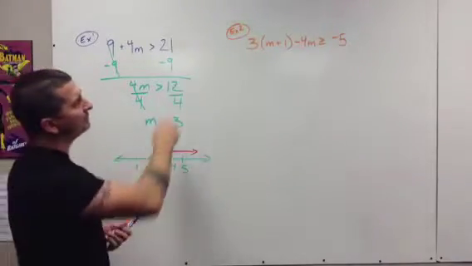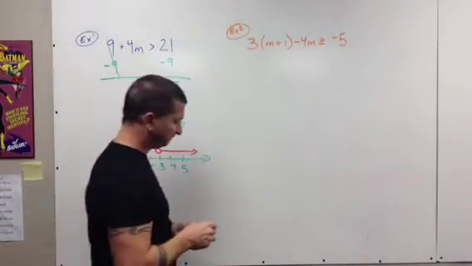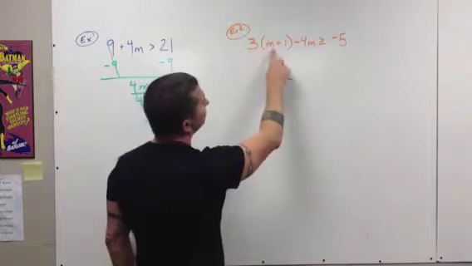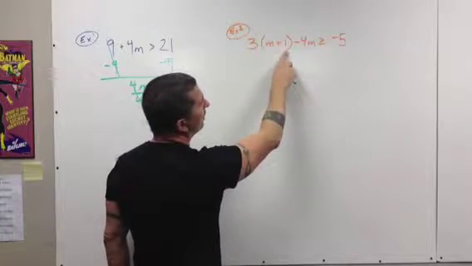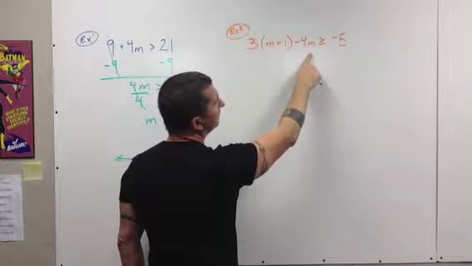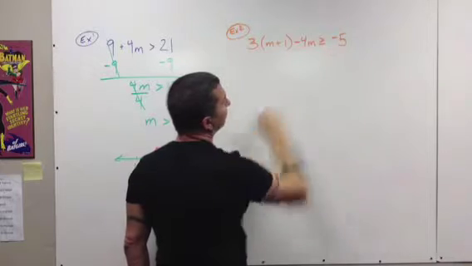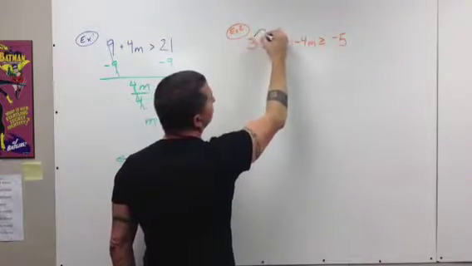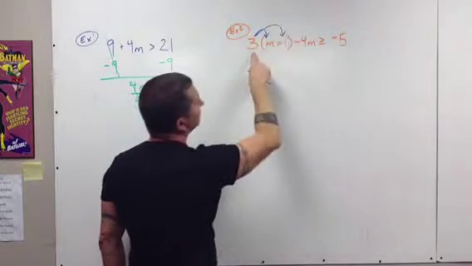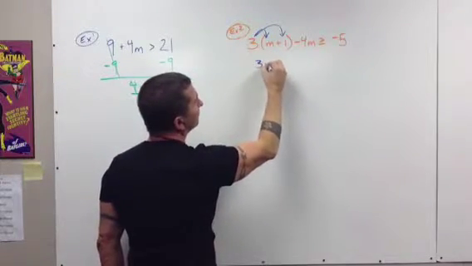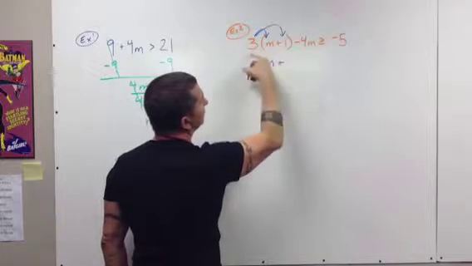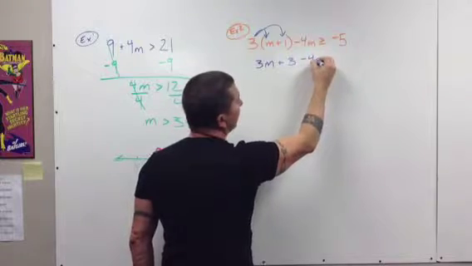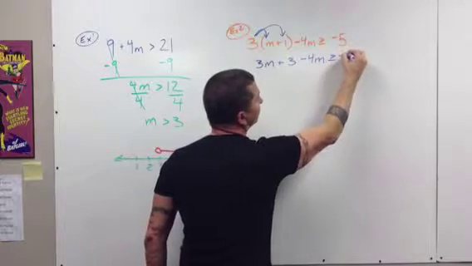Our next example, a little bit more complex. We have 3 times the sum of m and 1 minus 4m is greater than or equal to negative 5. First thing we need to do is distribute the 3. So that's 3 times m plus 3 times 1. And we have minus 4m is greater than or equal to negative 5.